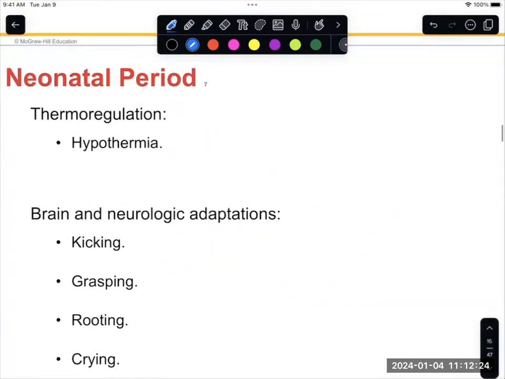Infants lose heat more quickly than adults. This is why the newborn is dried, wrapped, and placed in a warmer after birth. Hypothermia is more likely to occur in a premature or small for date neonate.